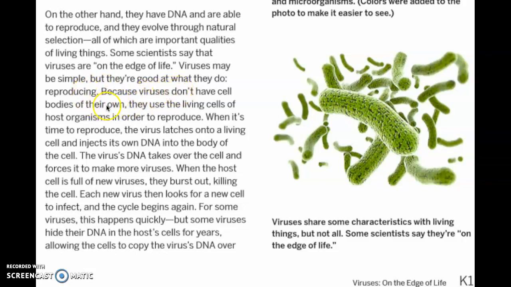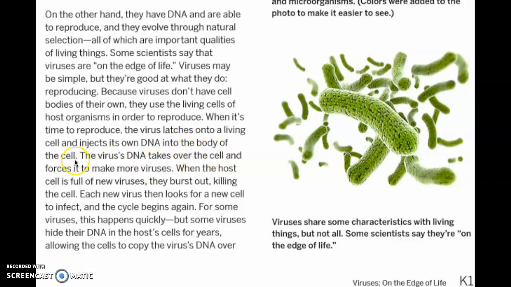Viruses may be simple, but they're good at what they do, reproducing. Because viruses don't have cell bodies of their own, they use living cells of other host organisms in order to reproduce or make more of themselves. When it's time to reproduce, a virus latches on to a living cell. They latch onto a living cell kind of like puzzle pieces fitting together. So a virus has a certain spike shape that's real easy for it to stick into a cell, and then it gets stuck in there and it's able to take over. Let's read how that happens.